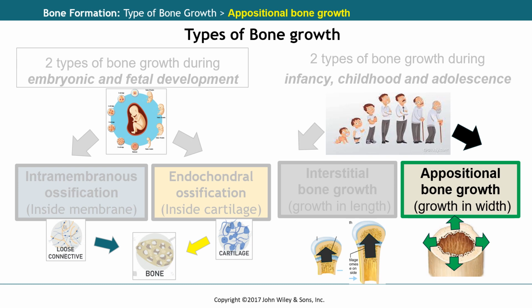Now let's move into the last type of bone growth, the one you can see in green, which is appositional bone growth, which describes the bone growth in width.